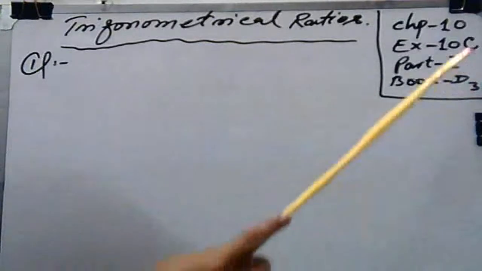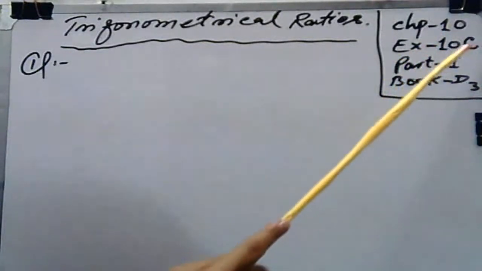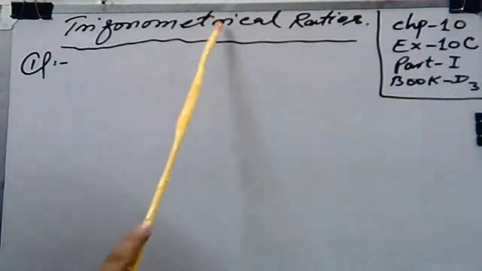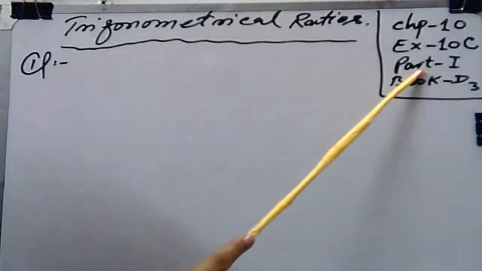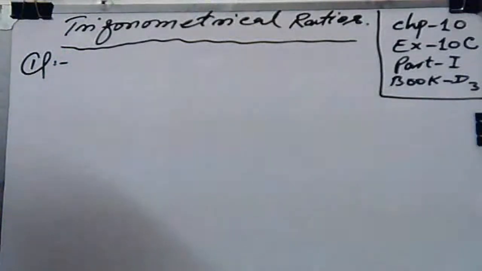Today we will discuss chapter number 10, exercise 10C, book D3, trigonometrical ratio. This exercise is divided into two parts. Today we will discuss part number 1. Question number 1. You can see in your textbook, find the values of x in each of the following triangles, giving your answer correct to 4 significant figures.